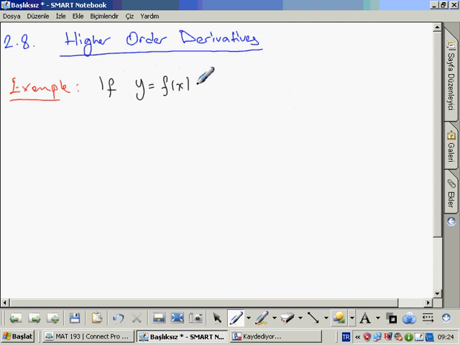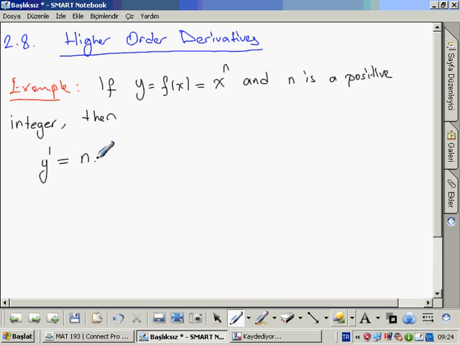If y equals f of x equals x to the power of n, and n is a positive integer, then we know from the power rule that y prime equals n times x to the power of n minus 1, and after that y double prime equals n times n minus 1 times x to the power of n minus 2, and it goes like that.